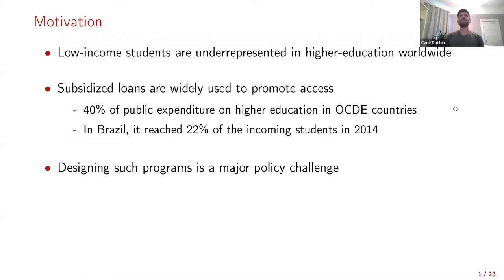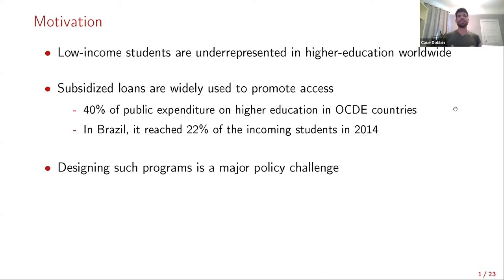And there are several different policies that governments try to do to mitigate this problem. And one of the most prevalent of these policies are subsidized student loans. For example, in OECD countries, 40% of the public expenditure in higher education goes into subsidized loan programs. And in Brazil, which is going to be our setting, in 2014, it reached 22% of all the incoming students in private universities.